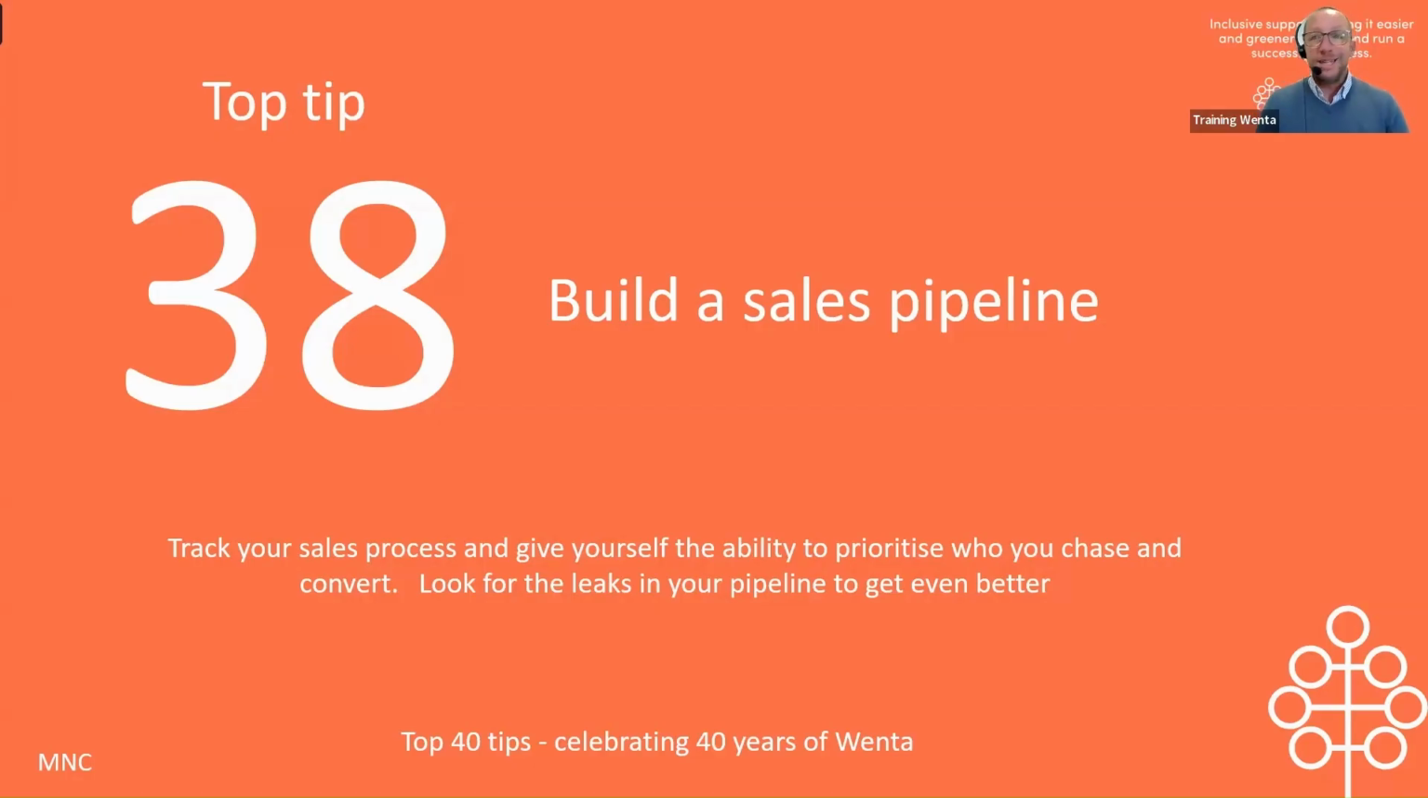So a sales pipeline is a document, which you can do in a couple of different ways, which is recording everyone that has expressed an interest in your product or service, and you're allocating them a stage of that process. Normally there's about 5 or 6 stages from initial interest through to them buying something.